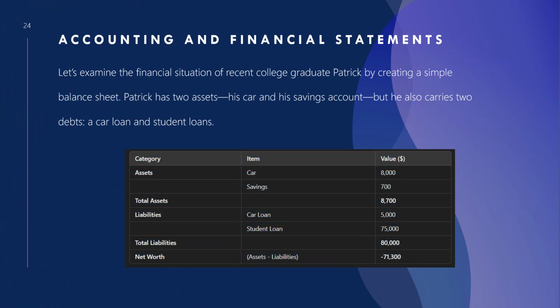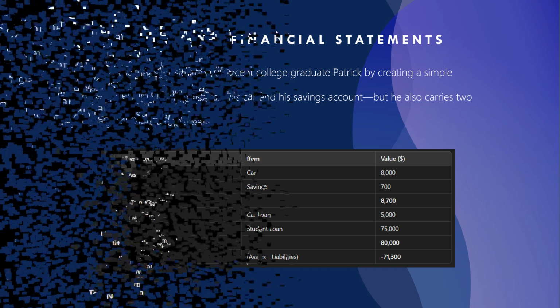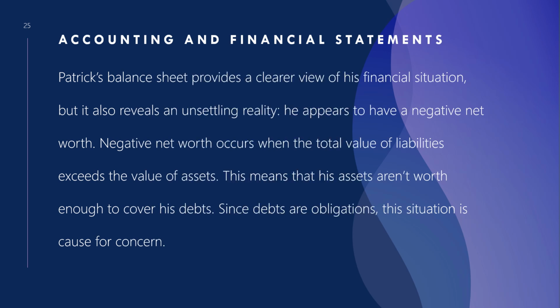Let's examine the financial situation of recent college graduate Patrick by creating a simple balance sheet. Patrick has two assets, his car and his savings account, but he also carries two debts, a car loan and student loans. Patrick's balance sheet provides a clearer view of his financial situation, but it also reveals an unsettling reality. He appears to have a negative net worth.